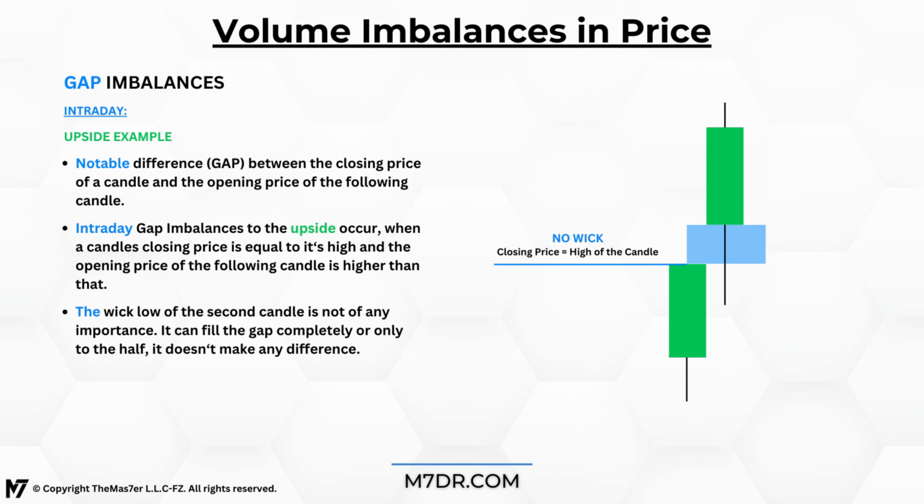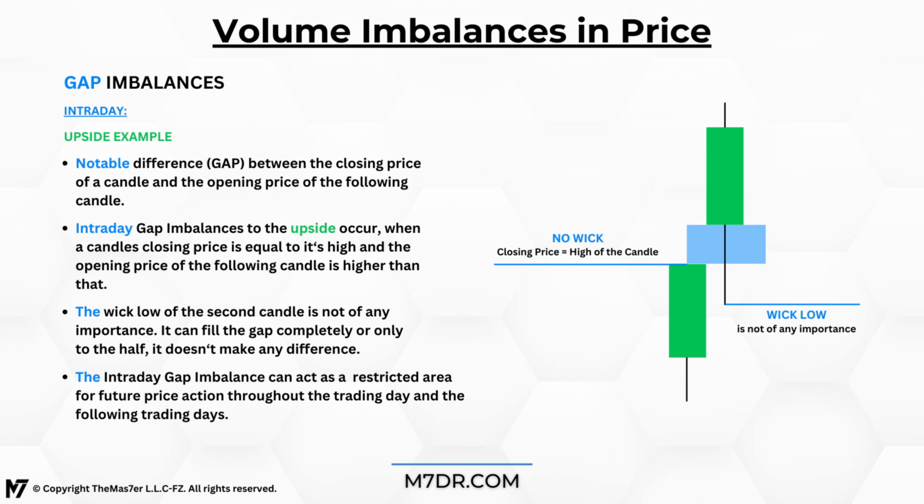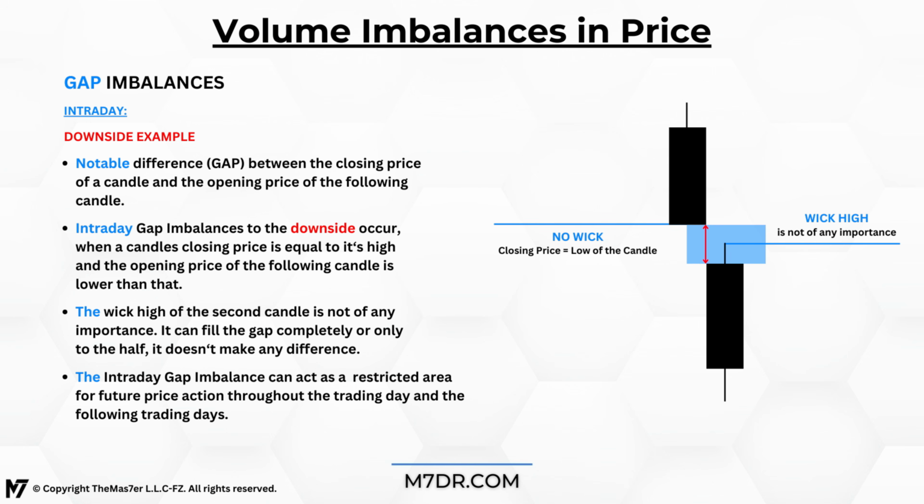The wick low of the second candle is not of any importance. It can fill the gap completely or just by half, it doesn't make a difference. It's more important that the closing price of the first candle is equal to its high. The intraday gap imbalance can act as a restricted area for future price action throughout the trading day and the following days. The same rule applies, of course, to intraday gap imbalances to the downside.